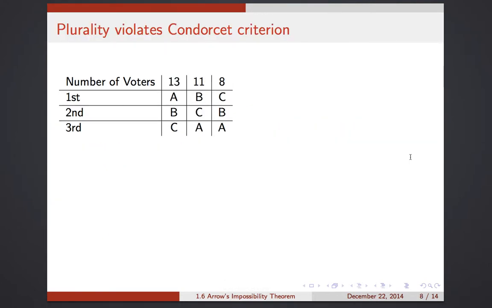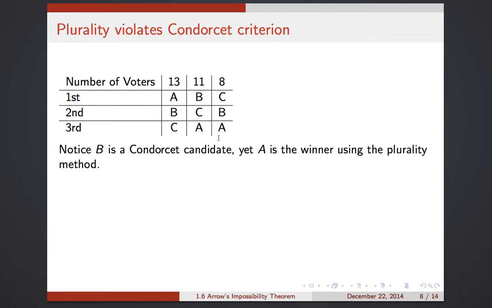Okay, so now let's look at a different voting method. Let's look at plurality. And let's play with the Condorcet criterion. So I just want to point out here real fast, again, we've done this before, so I'm not going to spend a lot of time on it. B is the Condorcet candidate.